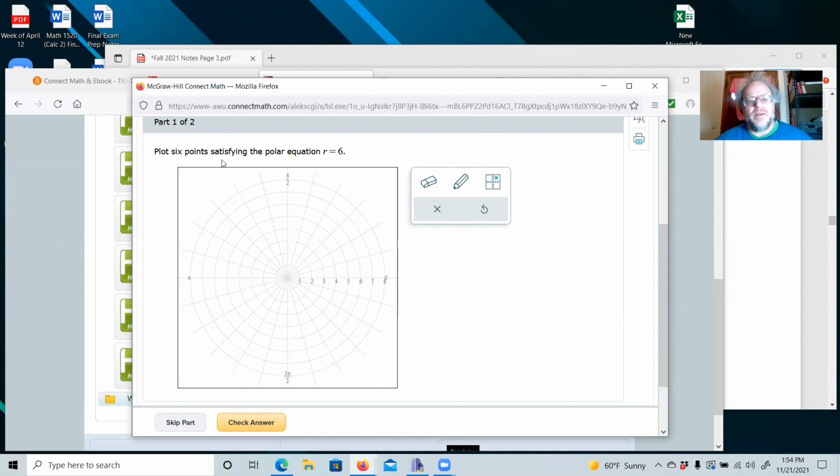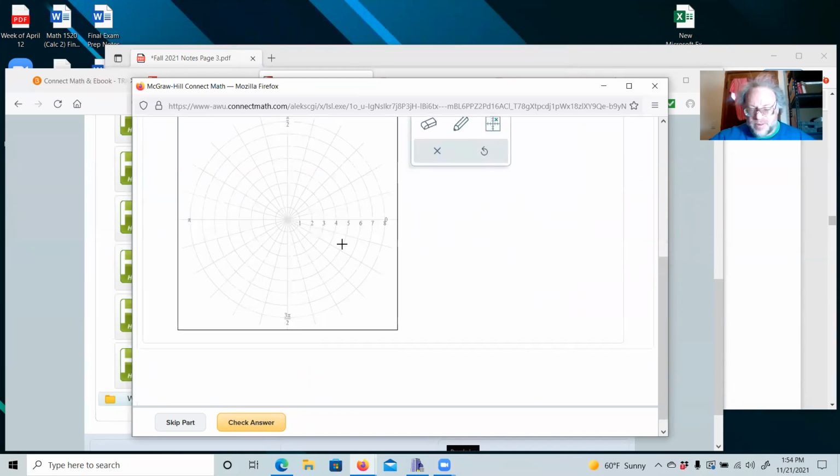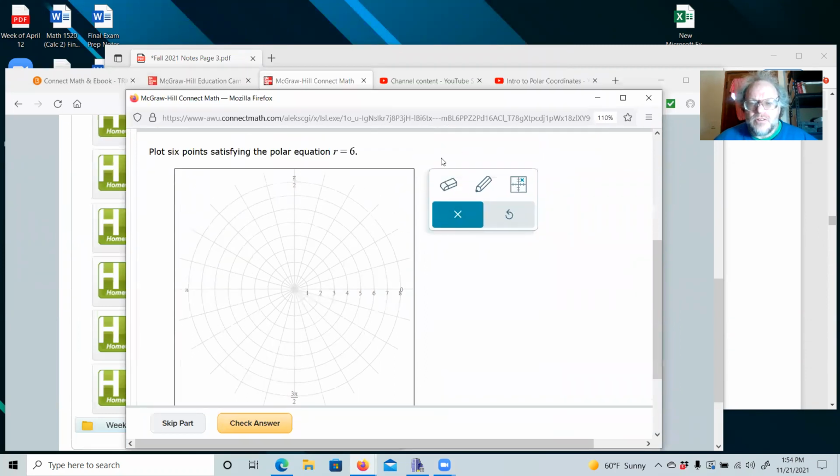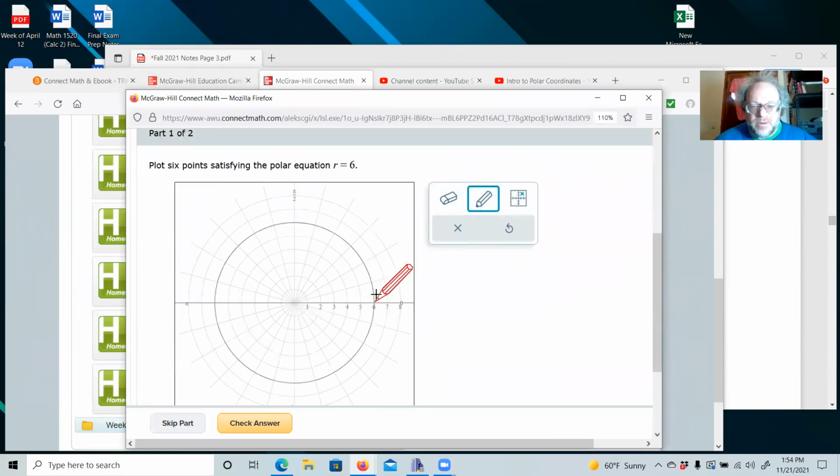So here we go. Plot 6 points satisfying the equation r equals 6. Well, we get r equals 6. Theta is kind of independent. We just need points where r equals 6. So we're just going to take our pencil here, and what I'd recommend is start with r equals 6 here, and here, and here, and here. It's just the 4 quadrants.